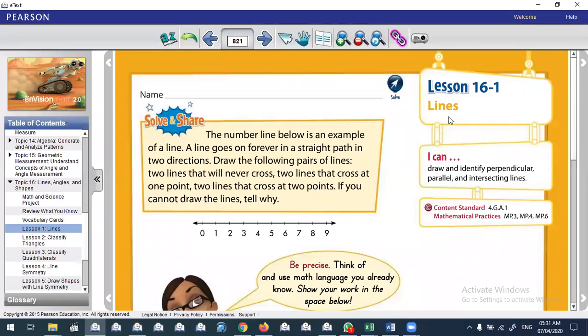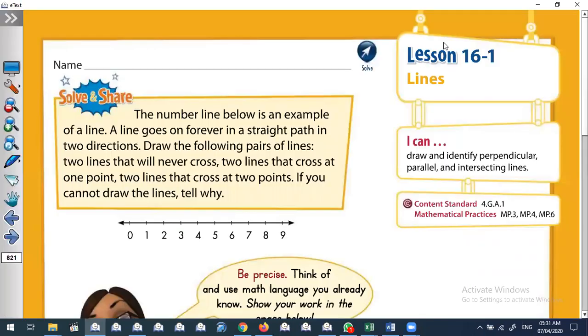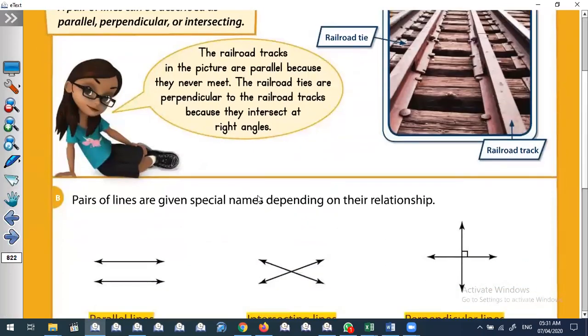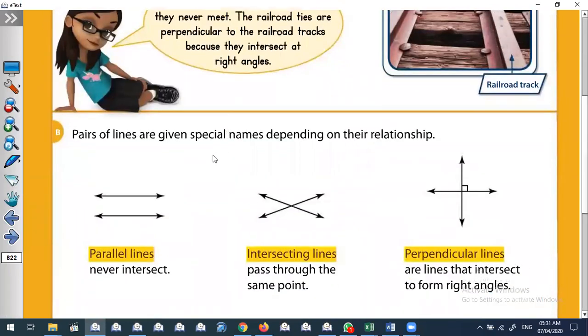How are you today? Our lesson today is lesson 16.1, which is called lines. Today we are going to talk about the lines and the relationship between two lines. Here we have the relation between two lines. The first relation is parallel lines.